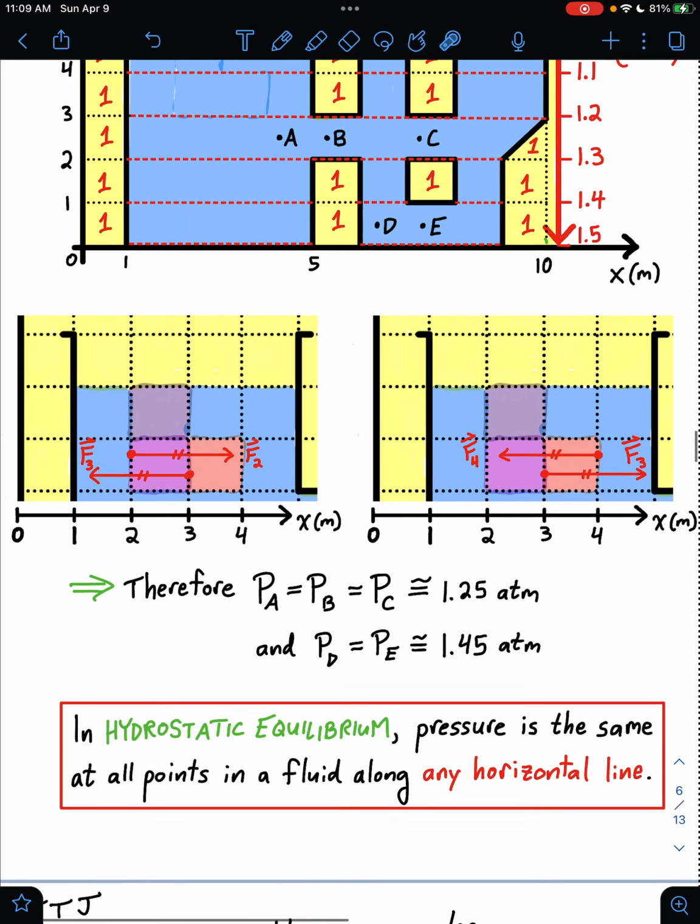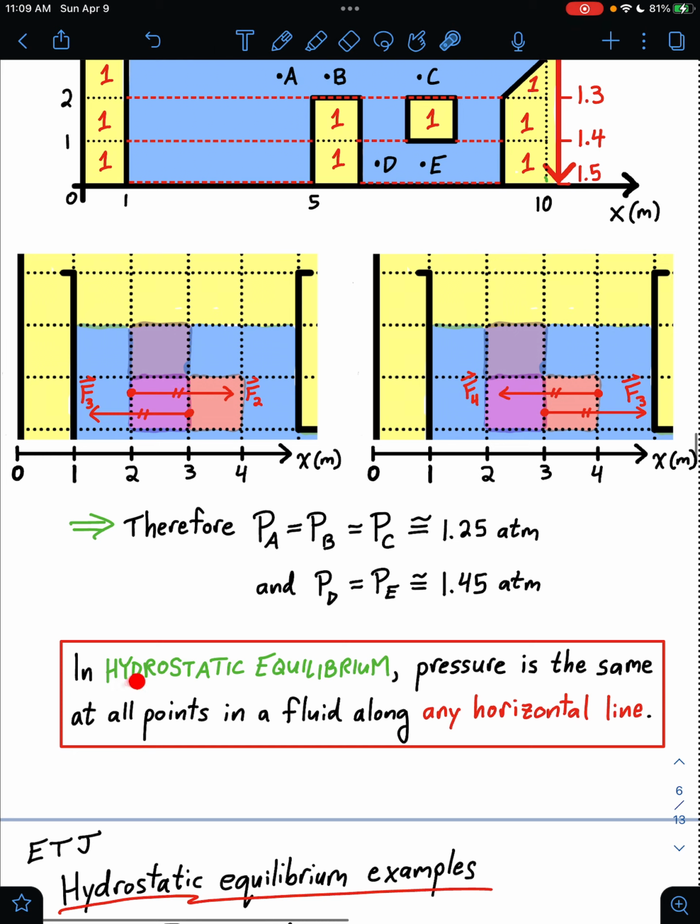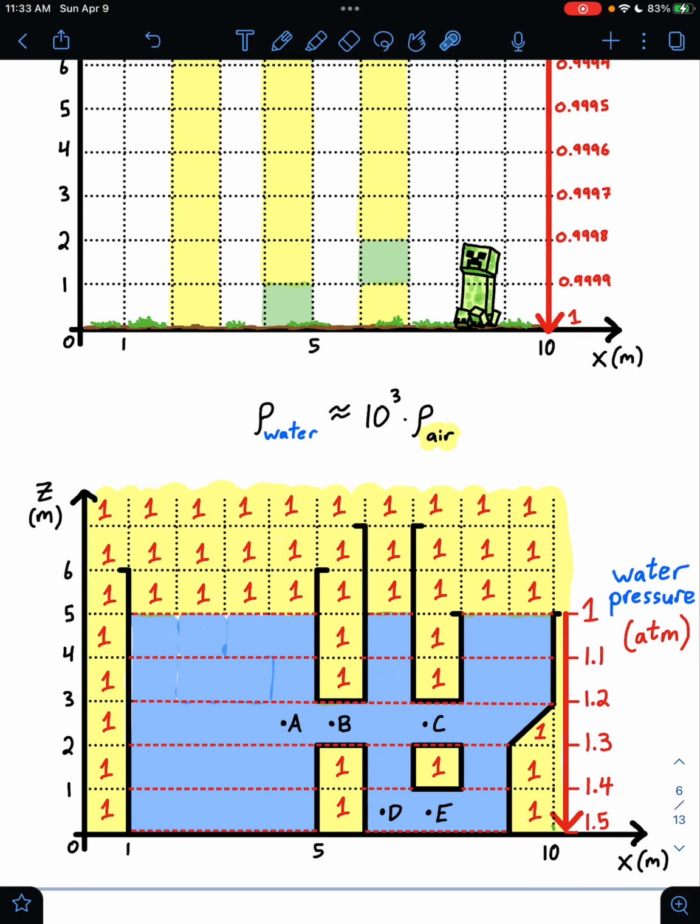So there's our conclusion. Stated as a principle, in hydrostatic equilibrium, pressure is the same at all points in a fluid along any horizontal line. And we'll use that principle as the basis for a good deal of our problem solving.